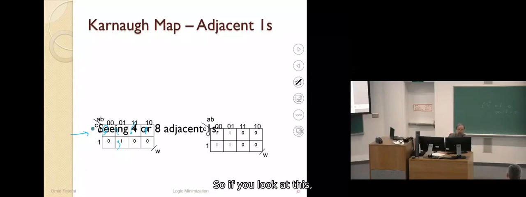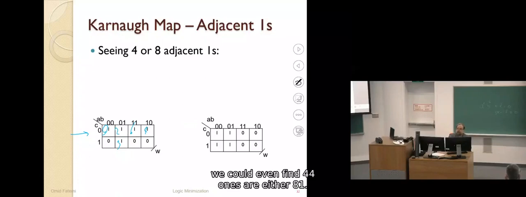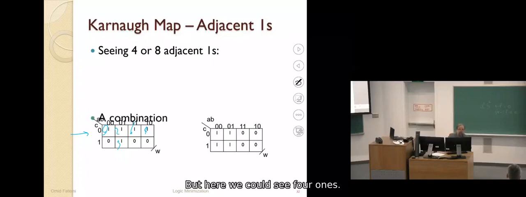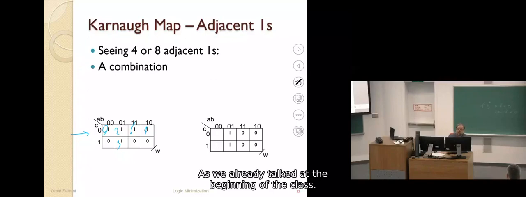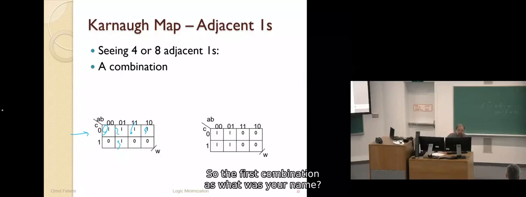Very good. So if you look at this, we could even find 4 ones or either 8 ones. If it is 8 ones, then it means 1. So it's nothing. But here we could see 4 ones. And as we already talked at the beginning of the class, you could combine 2 terms, 4 terms, 8 terms, 16 terms, and so on. Not, for example, 6 terms. You see 6 ones together, you cannot combine them. But you can combine 8 ones together.